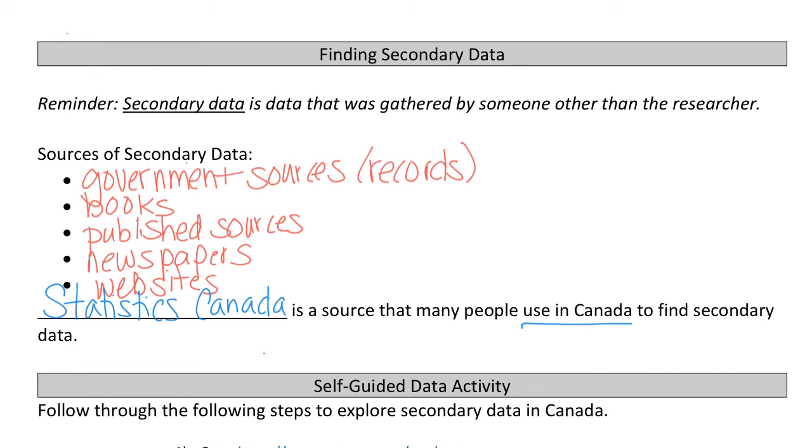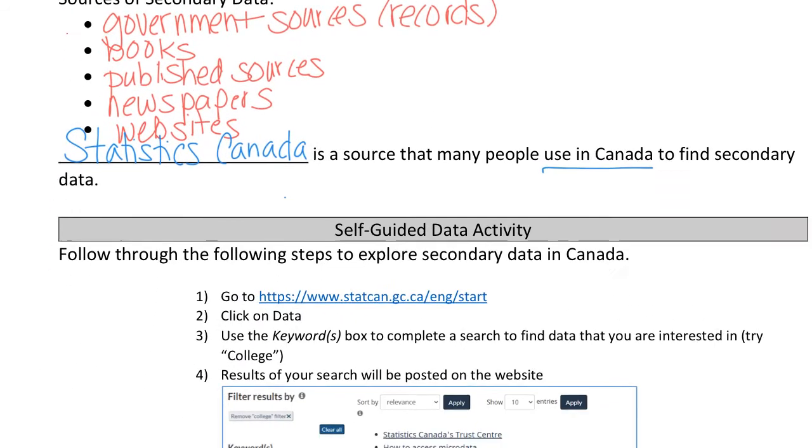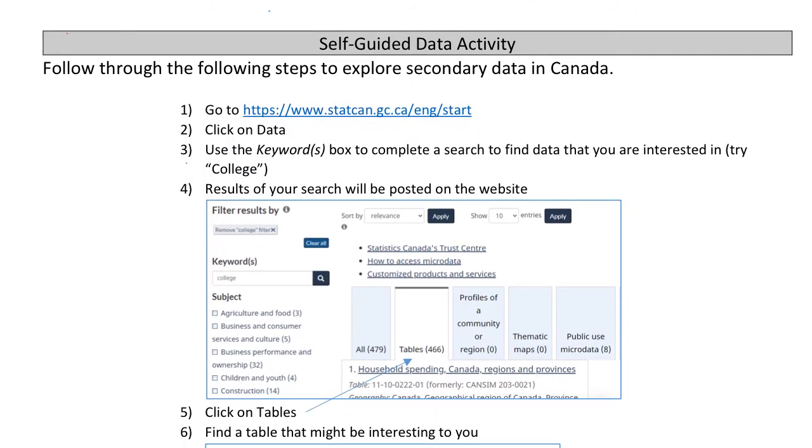Okay, and this is government-run, government collections of data that is Canadian-based. So what I want you to do is actually explore Stats Canada on your own a little bit. So I want you to follow through these steps to do a little bit of an exploration. So you're going to start by going to Stats Canada, okay, their website. I want you to click on data. That's where we're going to go find some data. And then you can use the keyword box to complete a search.